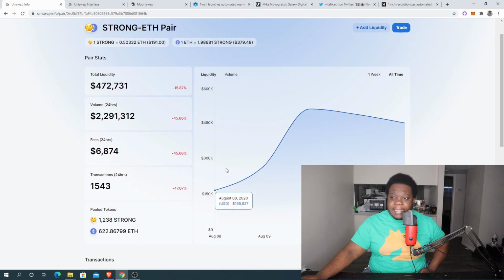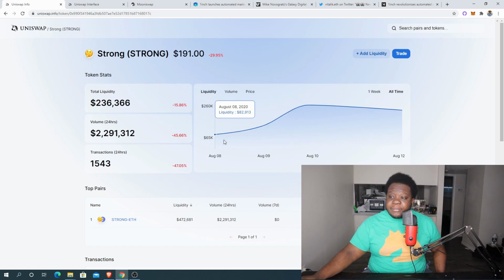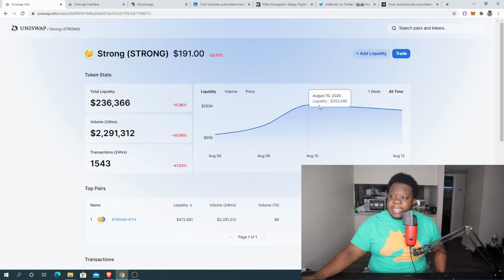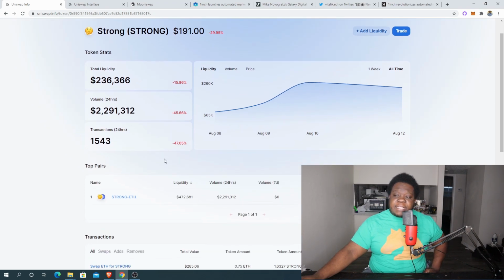And you can see it right here. Look at this token. It's only been out since August 8th. And it just skyrocketed, and now it's trying to consolidate somewhere. But look at the way this thing started, bro. It started with like $82,000 worth of liquidity in it, and now it has about $250,000 of liquidity, and now it's going back down. But yeah, that's what people are doing.